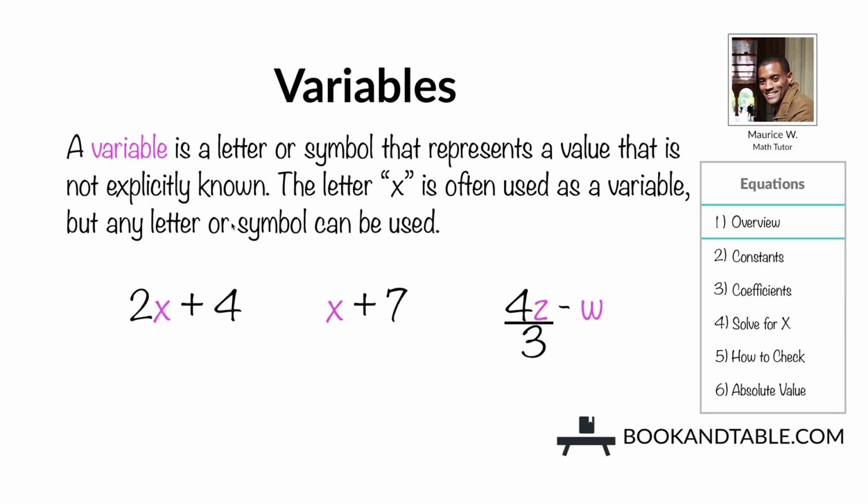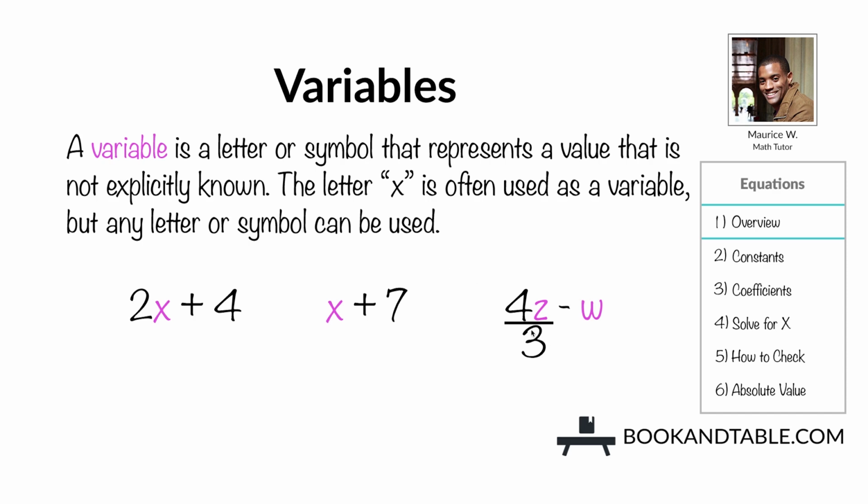So let's discuss variables for a moment. A variable is a letter or symbol that represents a value that is not explicitly known. So here we have the number 4. Its value is 4, or positive 4 to be specific. But here we have 2 being multiplied by some variable x. We don't know what the value of this variable is, so it is not explicitly known. We do not know it just by looking at it. The letter x is often used as a variable, but any letter or symbol can be used.